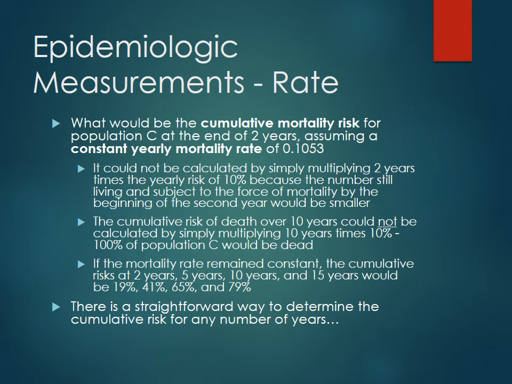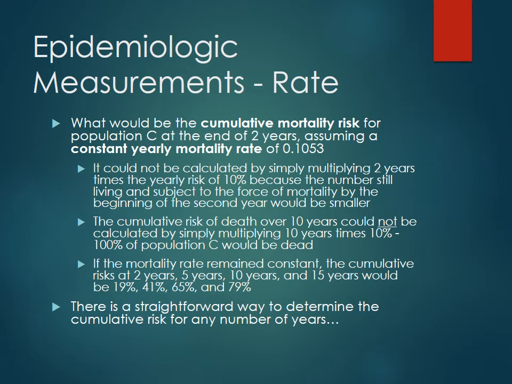So it could not be calculated by simply multiplying 2 years at the yearly risk of 10%, because that number of still living is subject to the force of mortality by the beginning of the second year, and thus it would be smaller. So we'd have, say, 90 patients to start with rather than 100. So the cumulative risk of death over 10 years could not be calculated just by multiplying by 10, because again, if you just did 10% times 10, how many patients would be dead?